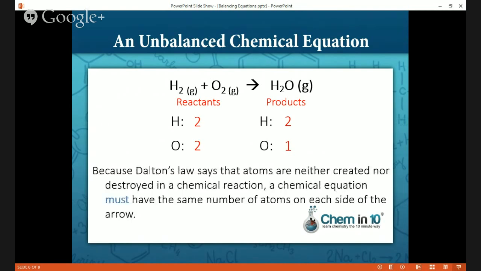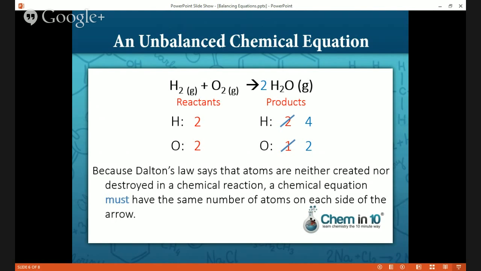Because Dalton's law says that atoms are neither created nor destroyed in a chemical reaction, a chemical equation must have the same number of atoms on each side of the arrow. So somehow we need to have the same number of oxygen atoms on each side of the arrow. If we add a 2 in front of water, what that means is now we're able to change the coefficients. So if we add a 2 in front of water, that means we're doubling the number of hydrogens. So we now have 4 hydrogens. And we have the 2 oxygens that we want. So now the oxygens are balanced, but now we have unbalanced hydrogen atoms.